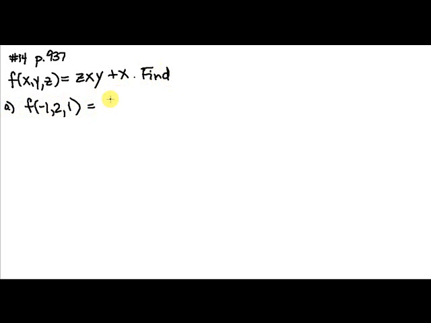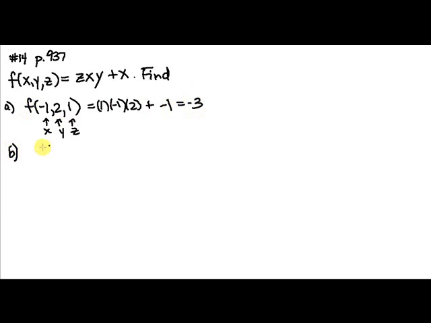And that is going to be, we're going to replace x with negative 1, y with 2, and z with 1. And so we're going to have 1 times negative 1 times 2 plus negative 1, which equals negative 2 plus negative 1, or negative 3. So that's an example where we plugged in three real values for x, y, and z. Notice that the range of this function, the result coming out, is just a single real number.